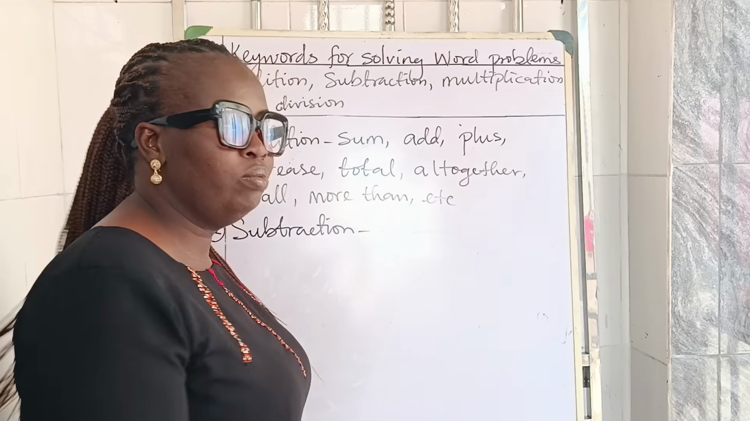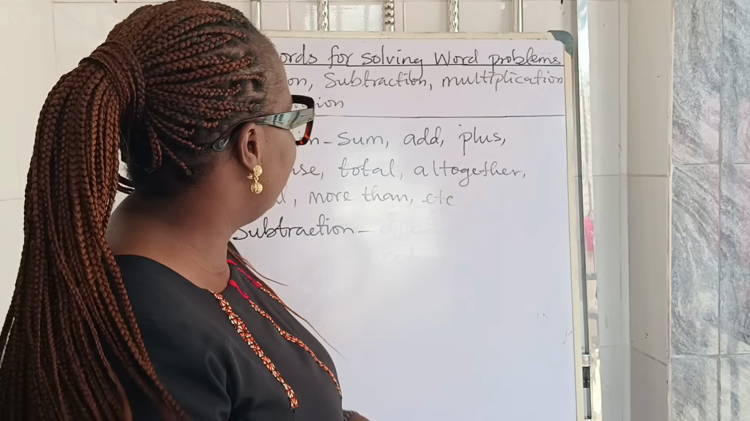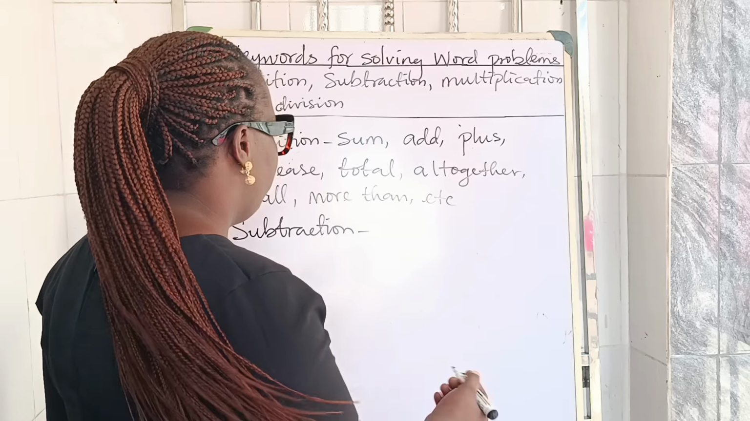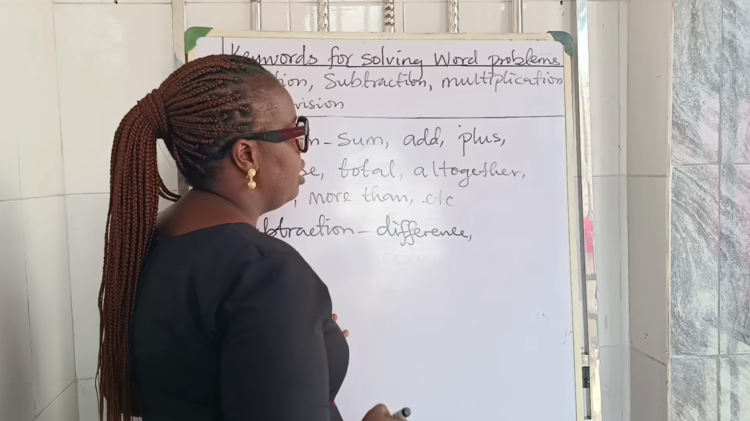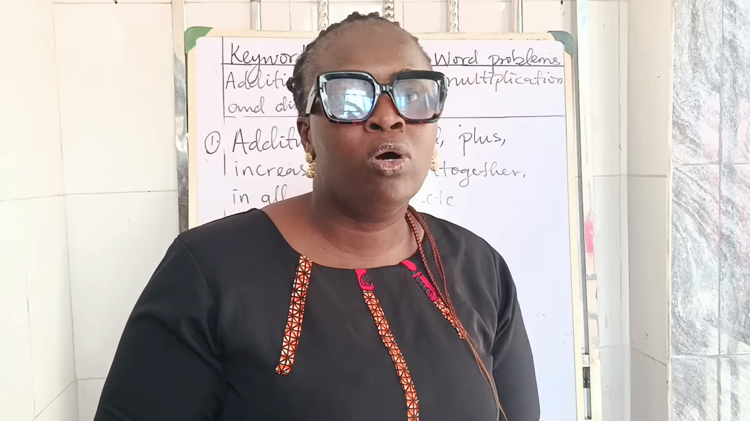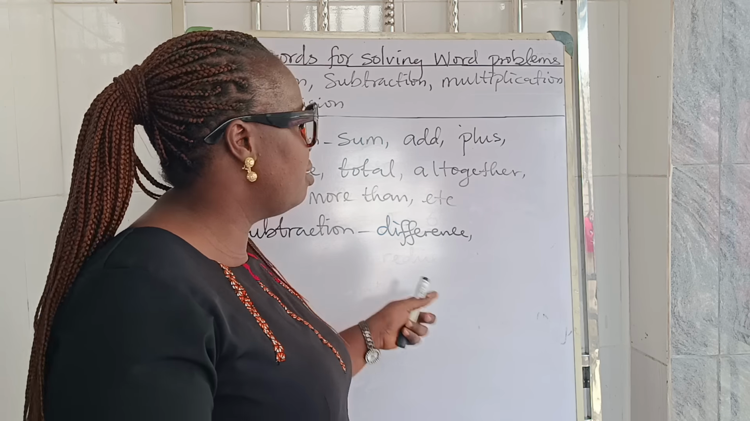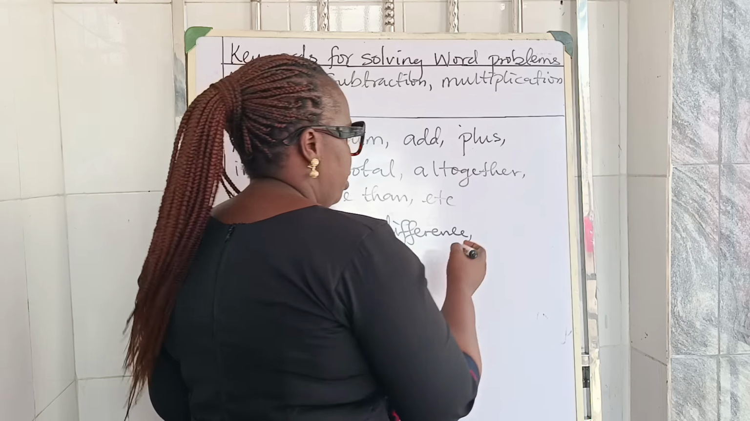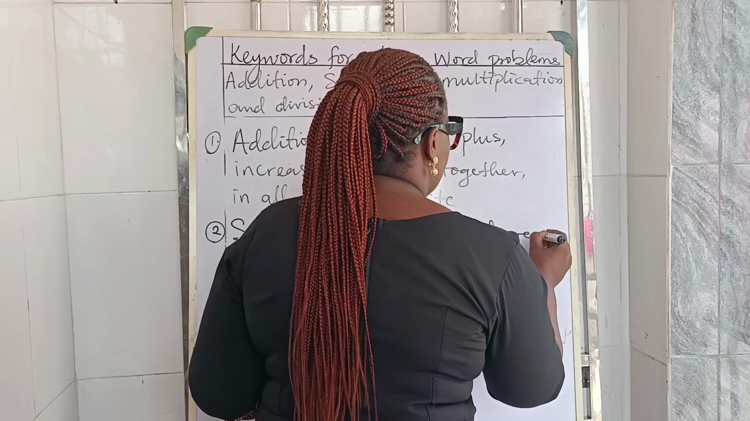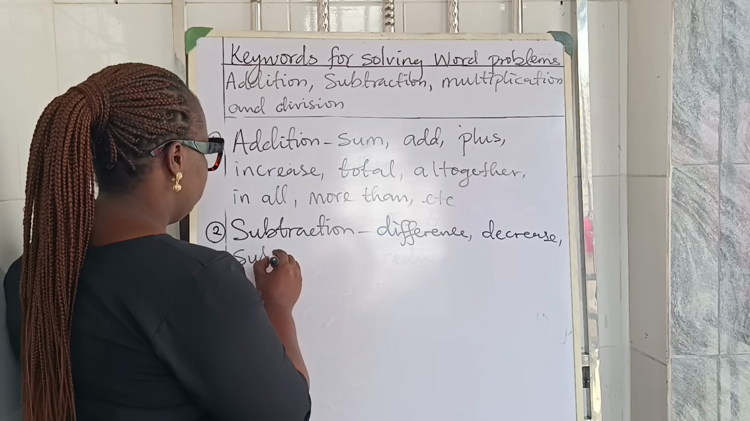Let's go to number 2. Number 2 says subtraction. What is the answer we get from subtraction? What do we call it? In addition, we have sum. In subtraction, we have difference. When an examiner asks you the difference in a word problem, they are just asking you to subtract. This difference is the answer you get from subtraction. When they tell you to decrease, we have increase here, so we should have decrease here because the two of them are opposites. We also have subtract.